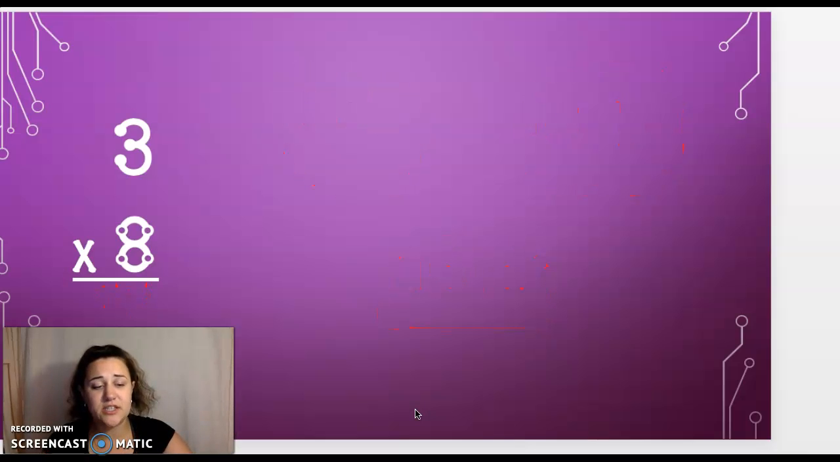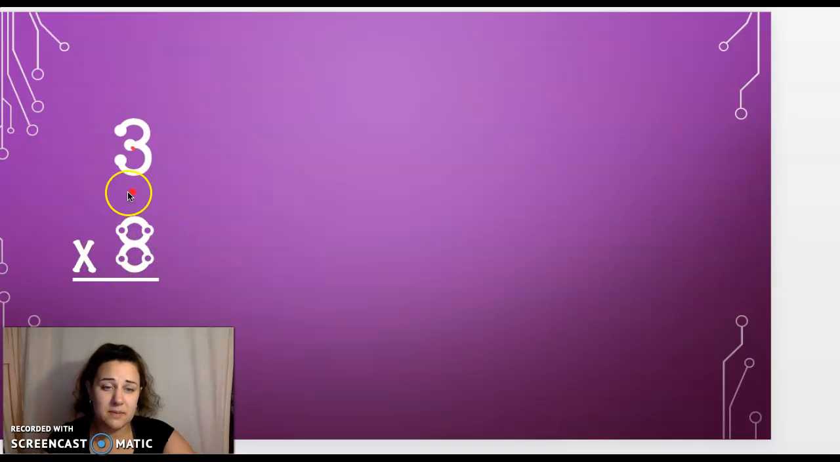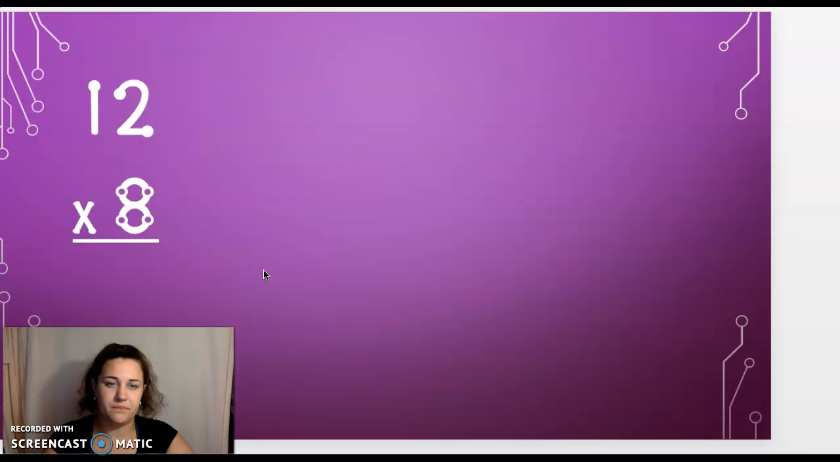Let's see the same thing with our touch points. I have the number 3 and I have 3 touch points. 1, 2, 3. Now I'm going to skip count by 8 on my touch points. So 8, 16, 24. So 3 times 8 equals 24. Awesome job. Let's go to the next one.